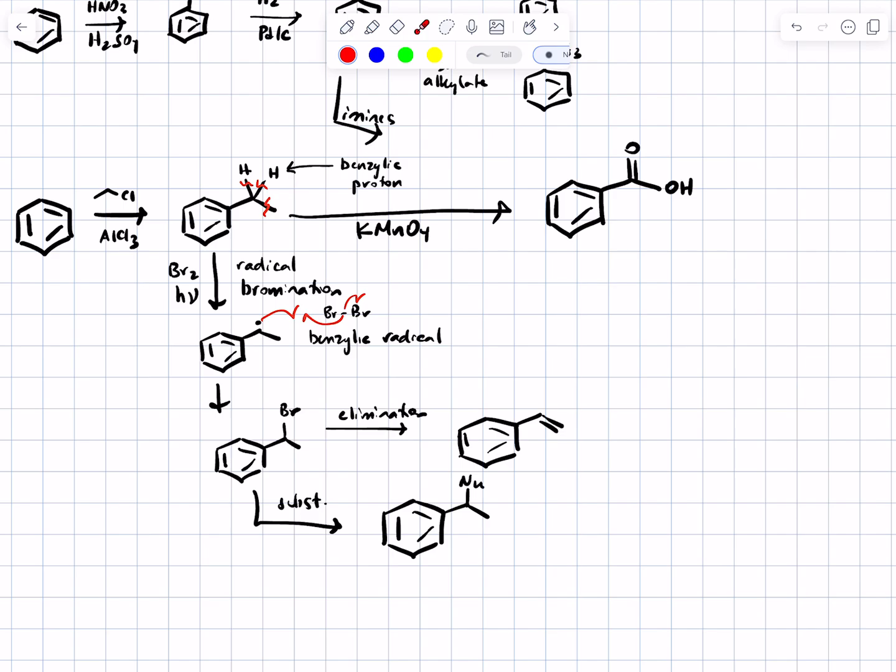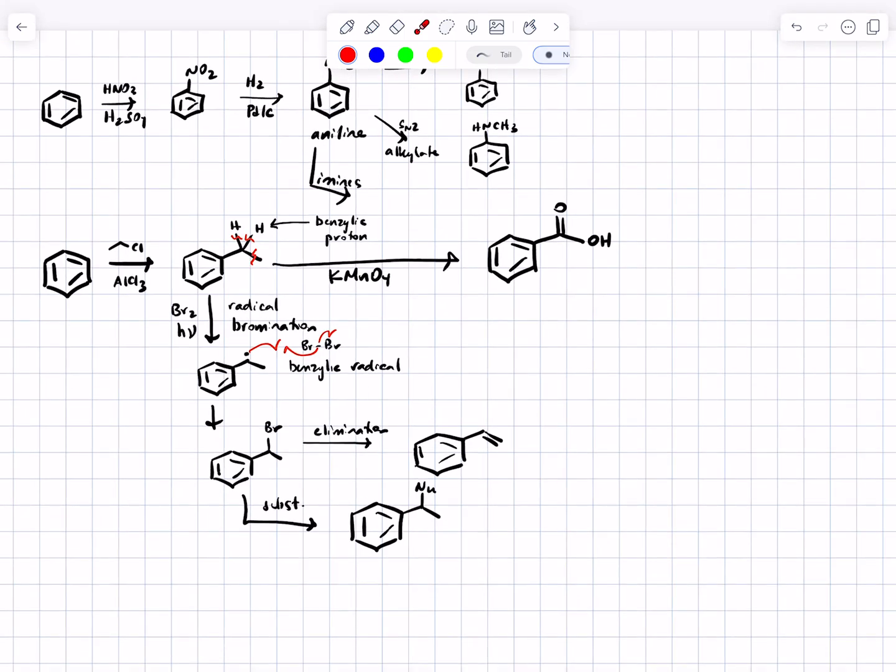Questions so far? Yeah. Can you put the carboxylic acid on there if it's just an alkyl group, or does it have to be an ethyl group? Could it be any alkyl group? It could be any alkyl group, yes, as long as you have one benzylic proton. So if this were a tertiary carbon, KMnO4 wouldn't work. So says the text. Okay, others?